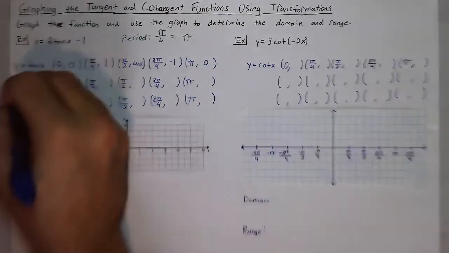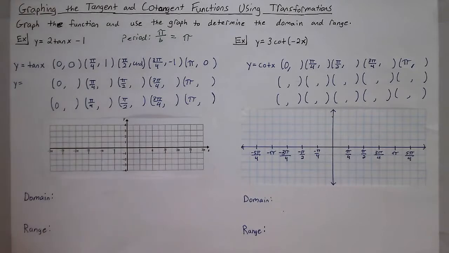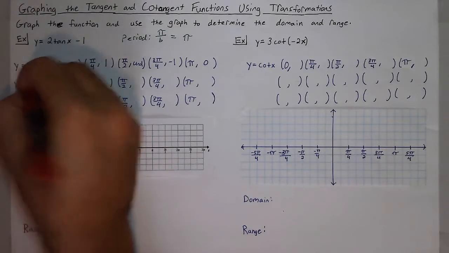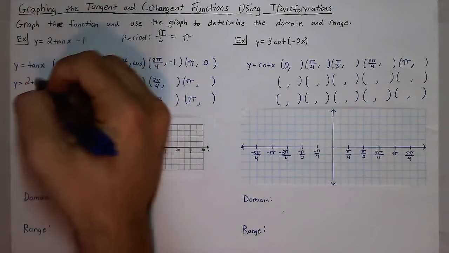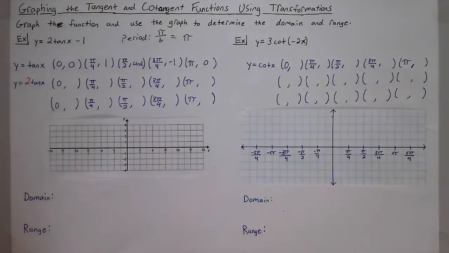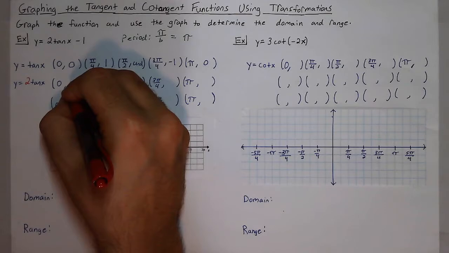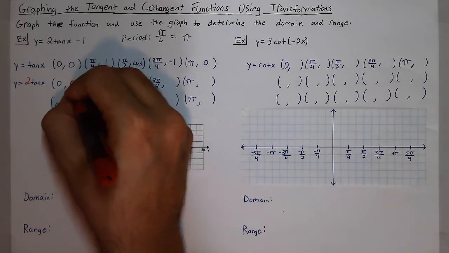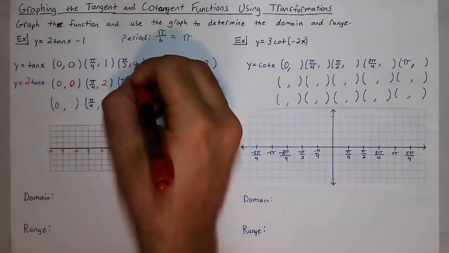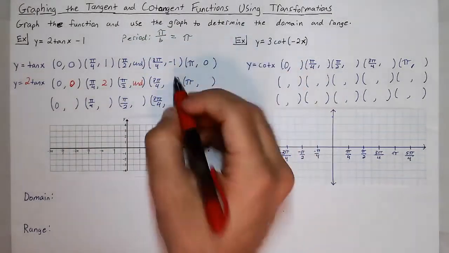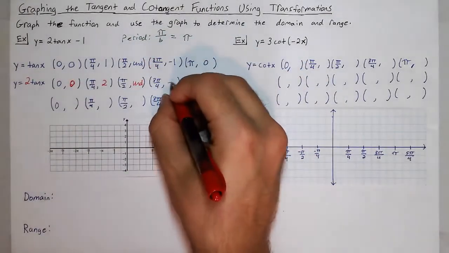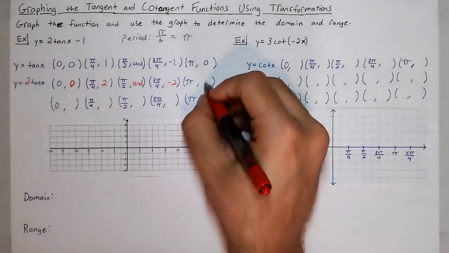So we'll have y is equal to 2 tangent of x, which means we multiply our y values by 2. So 0 times 2 is 0. 1 times 2 is 2. Undefined times 2, that's just going to remain undefined. Negative 1 times 2 is negative 2. 0 times 2 is 0.